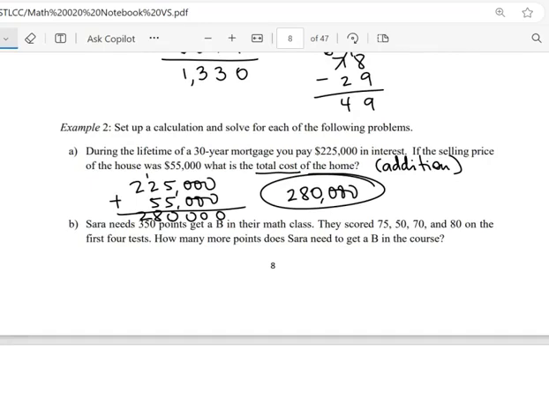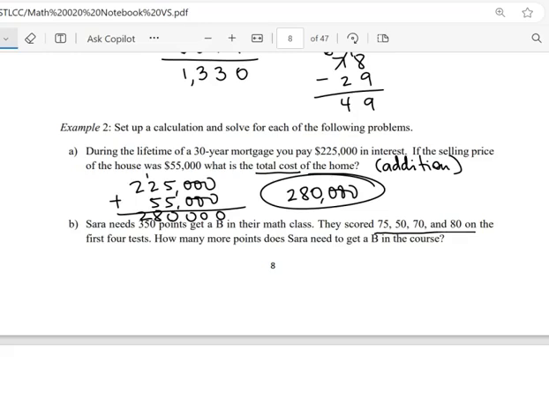Okay. The next one is an interesting problem. Sierra needs 350 points to get a B in her math class. She scored 75, 50, 70, and 80 on the first 4 tests. How many more points does Sierra need to get a B in the course? So, okay, she needs 350 total. She scored so far these 4. So let's go ahead and add them together.